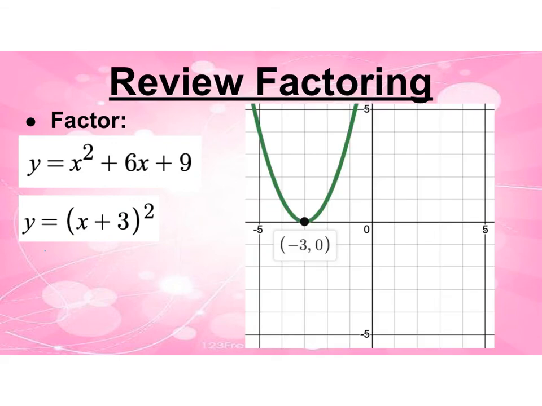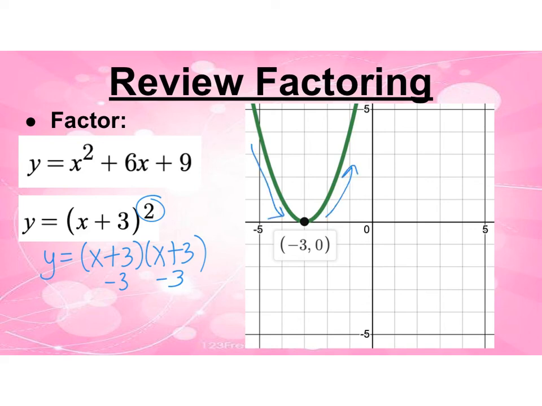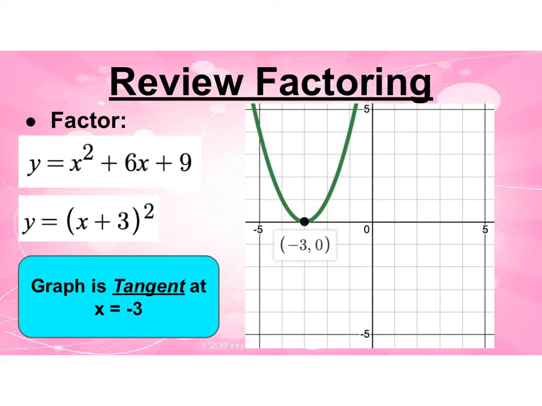Well, remember that when we have this thing squared, that means two sets of parentheses, X plus 3 and X plus 3. So that means I'm going to get a negative 3 and a negative 3 when I set them each equal to 0. So this graph comes down, hits the negative 3, and then it bounces back up. We have a special word for that, and that's called tangent. We would say the graph is tangent at negative 3.